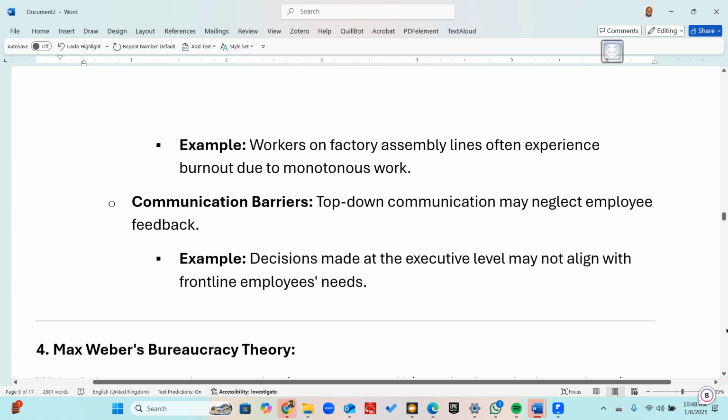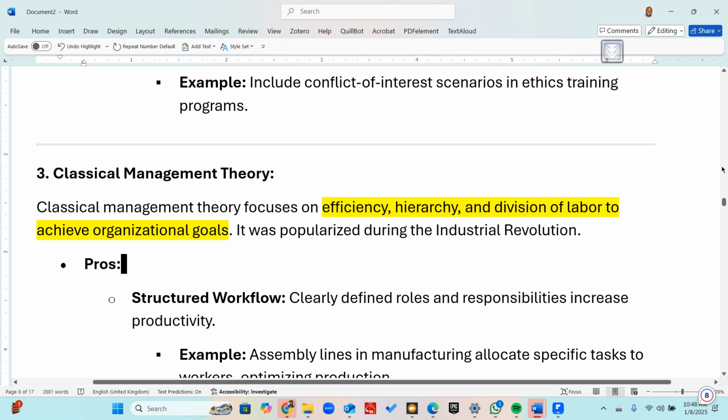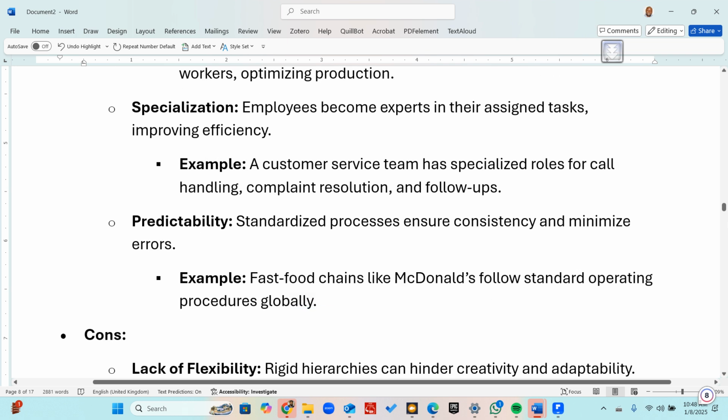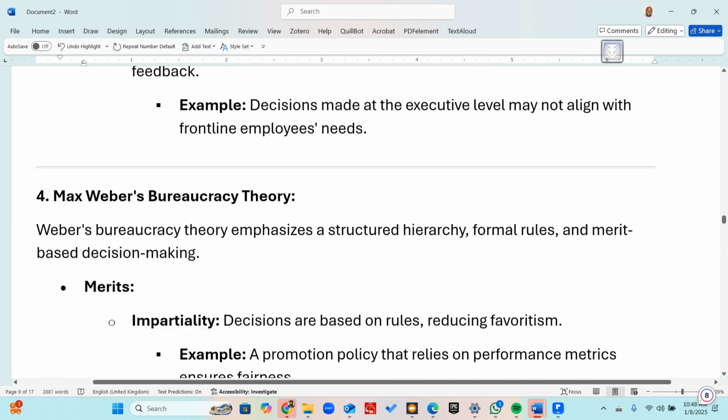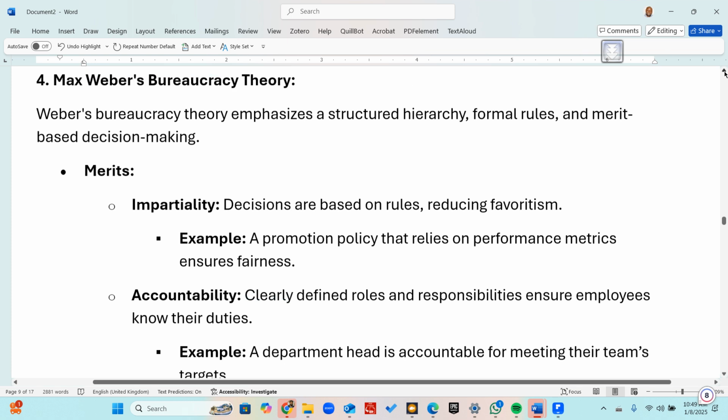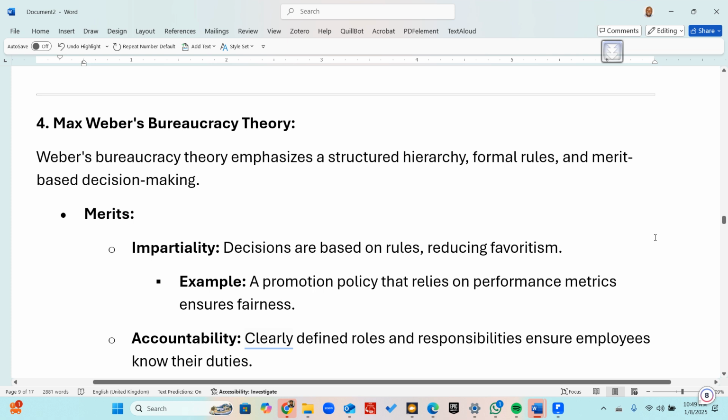So please take note of this. First, take note of classical management: efficiency, hierarchy, and division of labor. Efficiency means structured workflow; hierarchy means top-down. Standardization is under division of labor, where you get specialization. Everybody has specialized tasks; everybody knows his job. Predictability: because of efficiency, you can predict what time, what dates, and how many hours. Standardized processes ensure consistency and minimum error. Sorry, I'm fast. I'm trying to cover this so the video doesn't get boring, and so that you can understand it within a limited time.